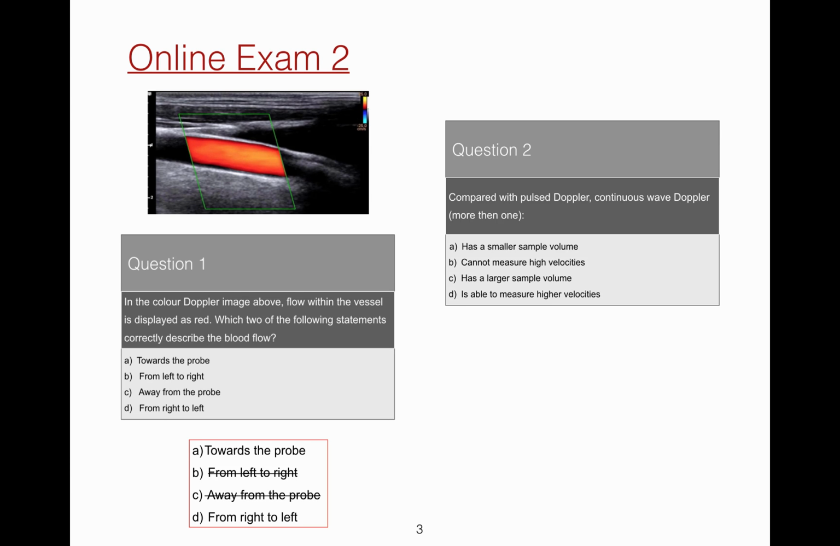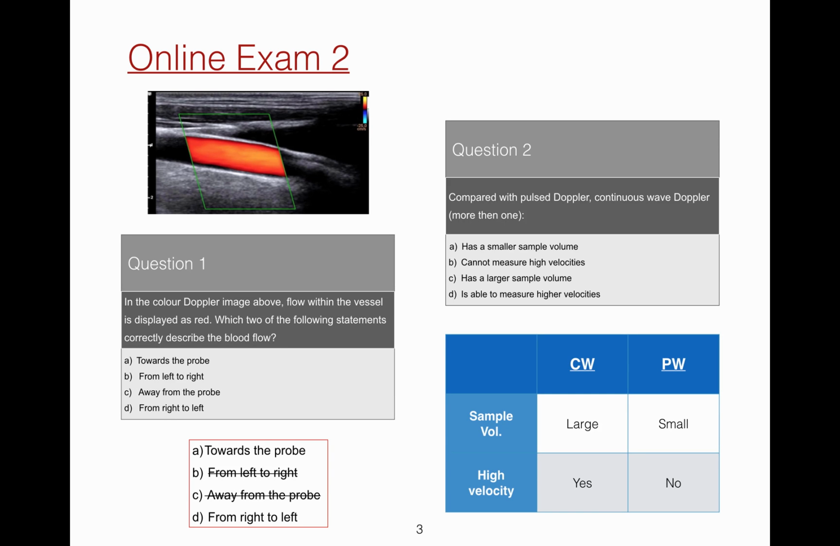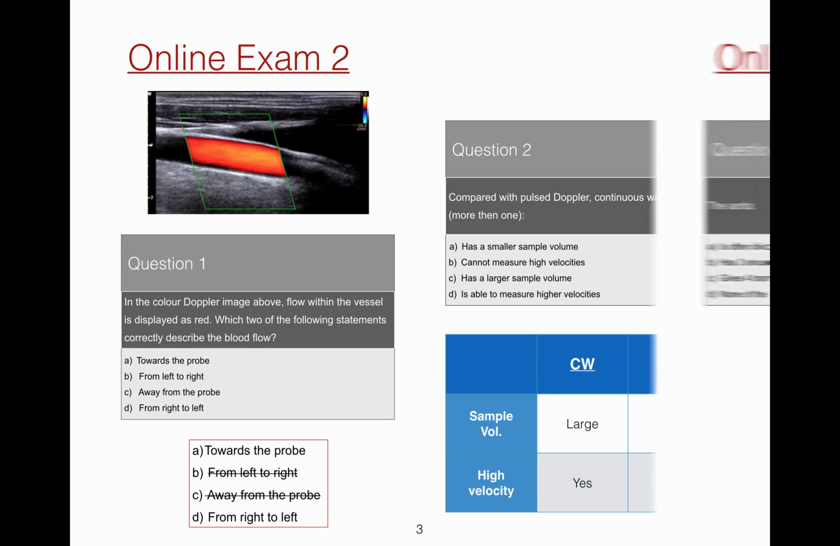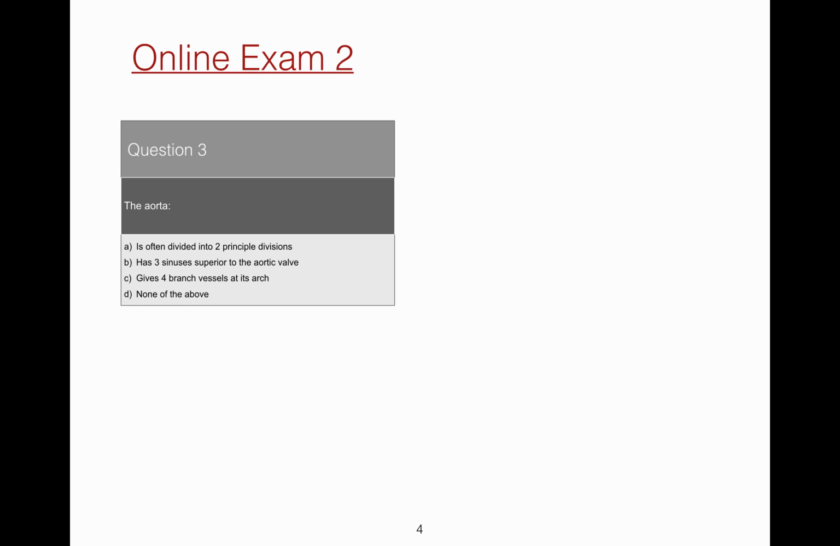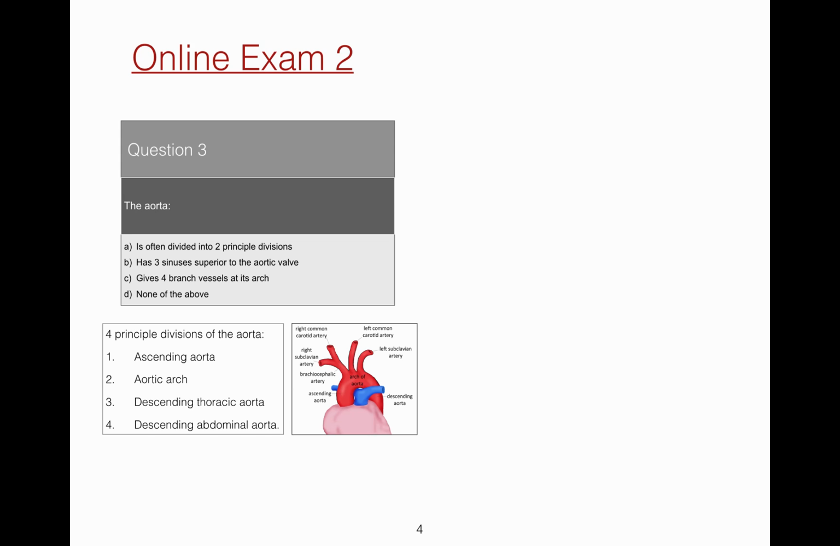Question 2 asks for a contrast between continuous wave and pulse wave Doppler. Continuous wave Doppler has a much larger sample volume and can measure high velocities. Question 3 asks for some facts about the aorta. The aorta has 4 principal divisions and gives 3 branches at its arch. The only correct option is that the aorta has 3 sinuses superior to the aortic valve.